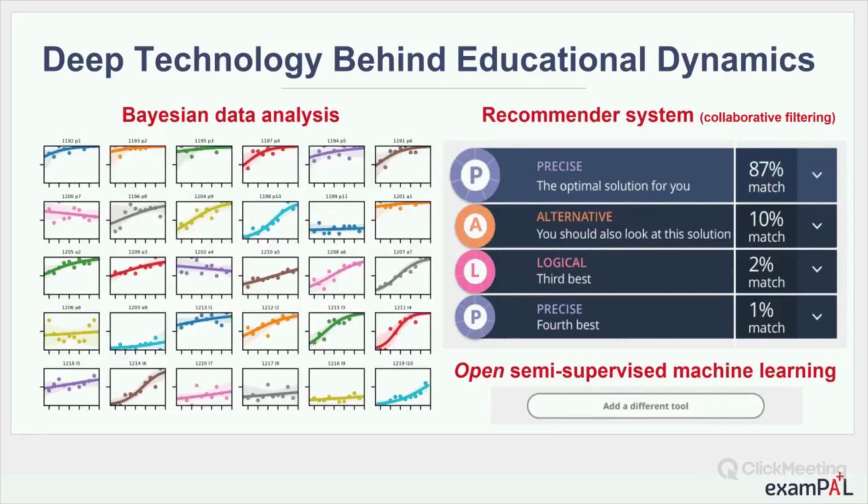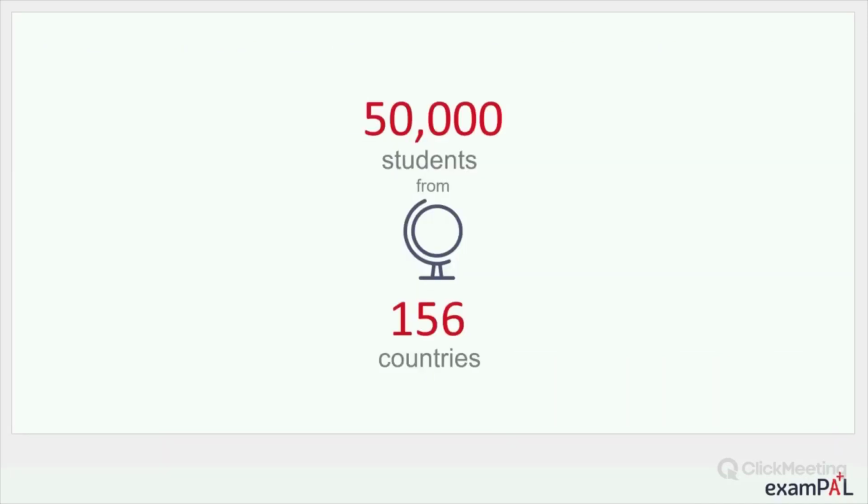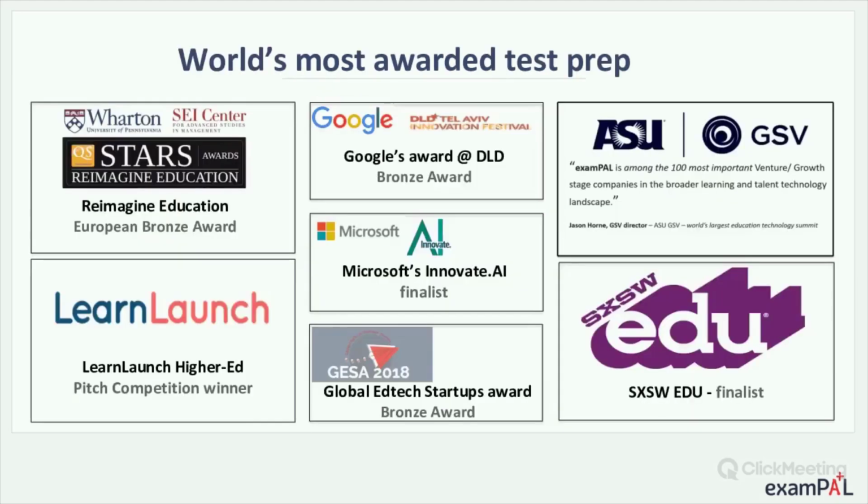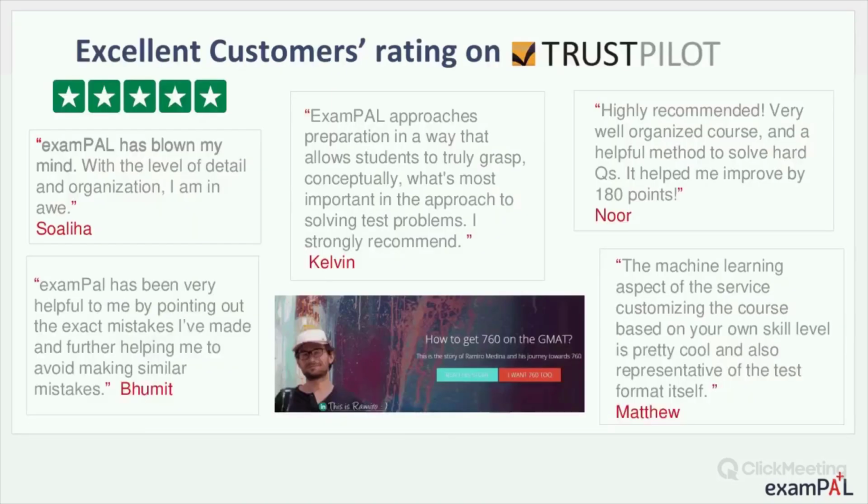Really, we do all of this using data from over 50,000 students from over 156 countries, and our students help us help you. And it works. We've shown that an average user using examPAL reaches his highest possible level with just 30 questions per topic. We've gotten all kinds of awards and recognition in the fields of education, innovation, and artificial intelligence, and students are into it. We've heard a lot of good things from them.